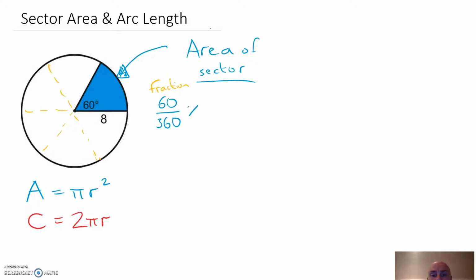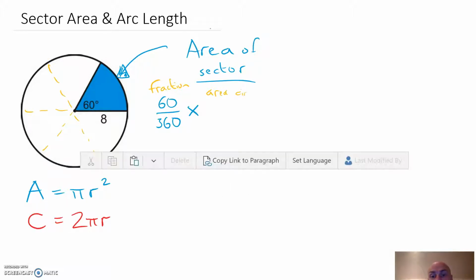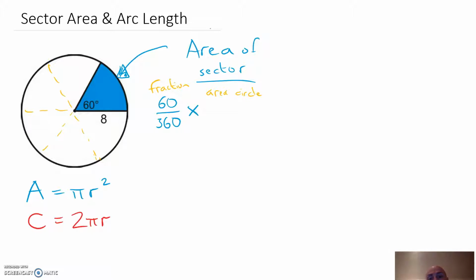Well, remember we can always change of with a times. I want what fraction of the area of the whole circle. What fraction of the whole area of the circle? What fraction of the whole area is shaded? So what's the area of the whole circle? Well, we know that, it's pi r squared. So I need to do this fraction times my whole area, pi r squared.